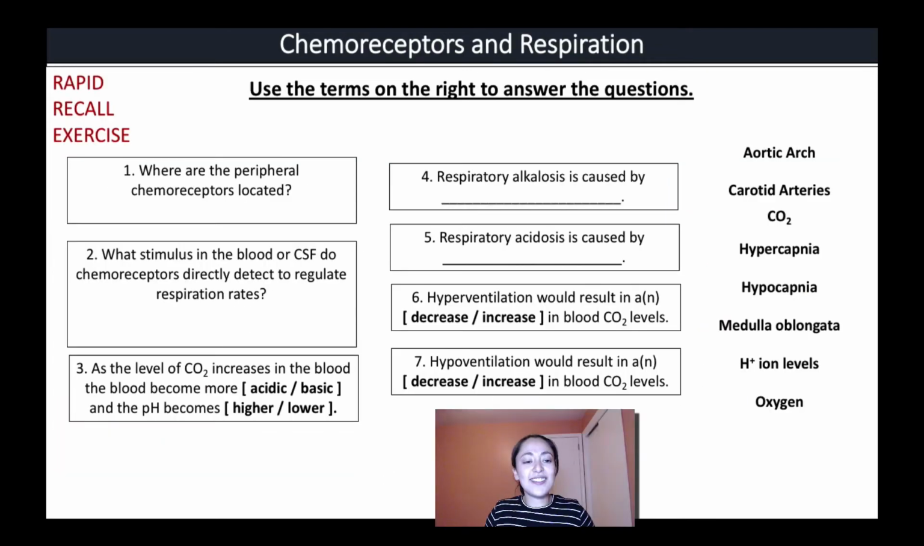All right, so let's test your understanding on the stuff we just covered. Where are the peripheral chemoreceptors located? These are located in two places, the aortic arch and the carotid arteries.